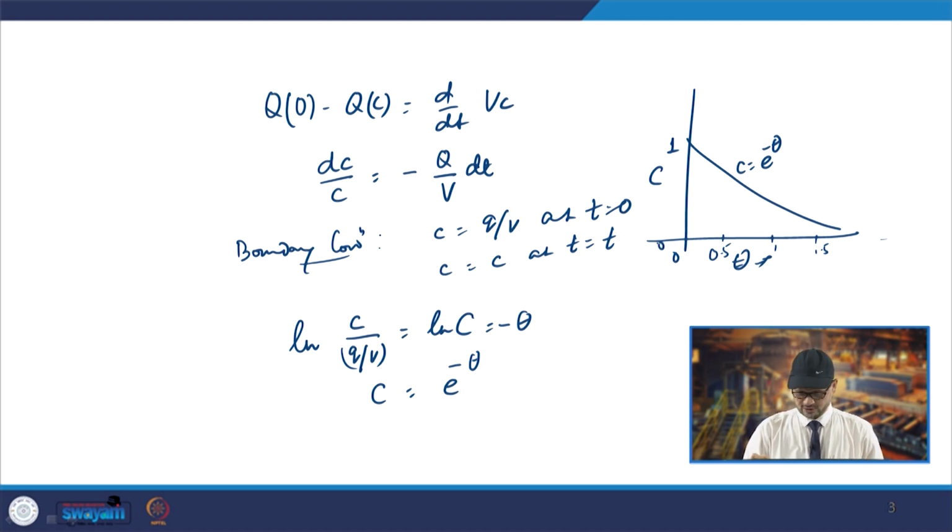So, this curve shows the C curve for the well mixed flow, in the case of analyzing the C curve. Now, if you try to go for analyzing the F curve.